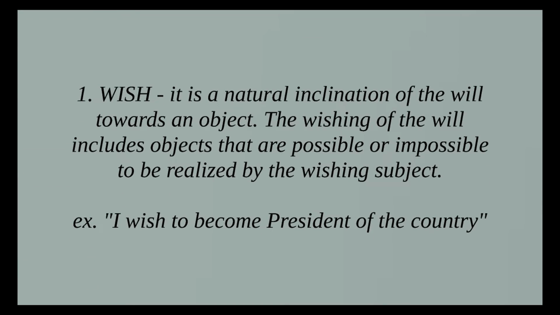Next are the six kinds of elicited acts. The first one is wish. A wish is a natural inclination of the will towards an object. The wishing of the will includes objects that are possible or impossible to be realized by the wishing subject. You are the wishing subject. So it might be possible or impossible. For example, I wish to become president of the country.